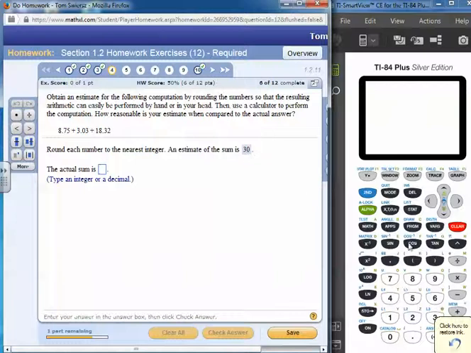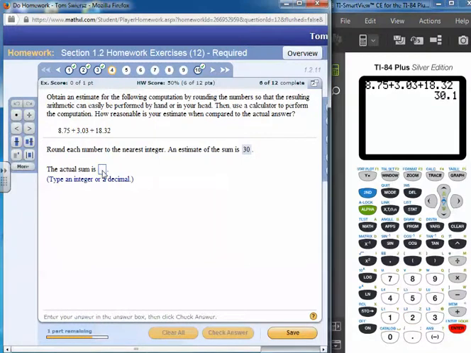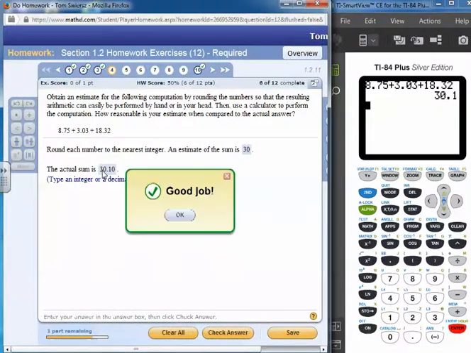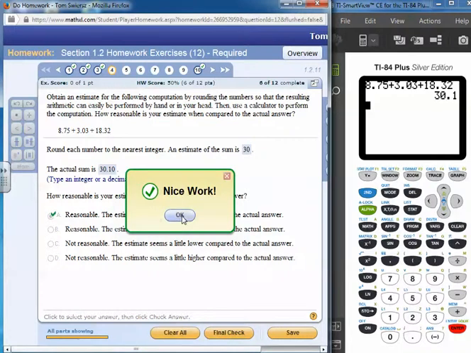All right, and the actual sum, using the calculator, $8.75 plus 3.03 plus 18.32 is $30.10. Okay, so the estimate was what? Very reasonable. It was just a little bit lower, only by 10 cents. So definitely the estimate was reasonable, very close, and just a little bit lower. All right, very good.